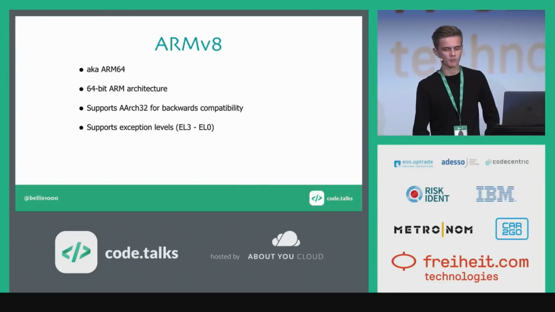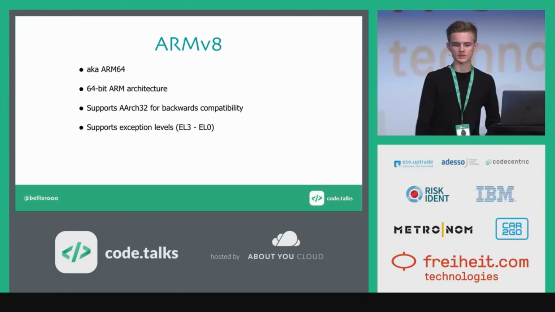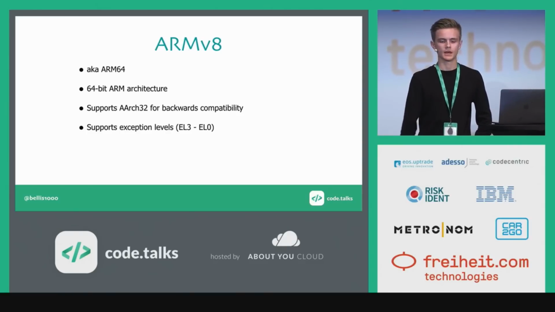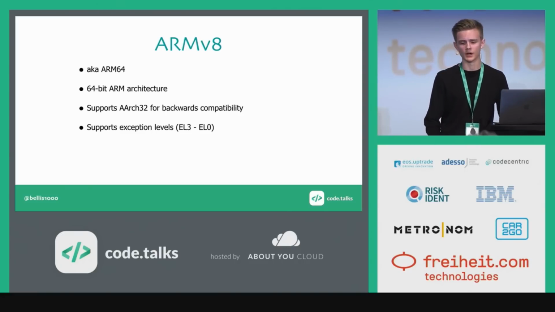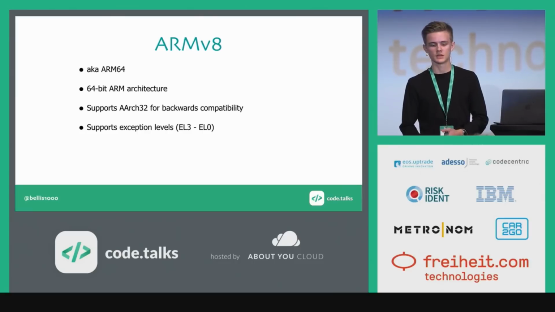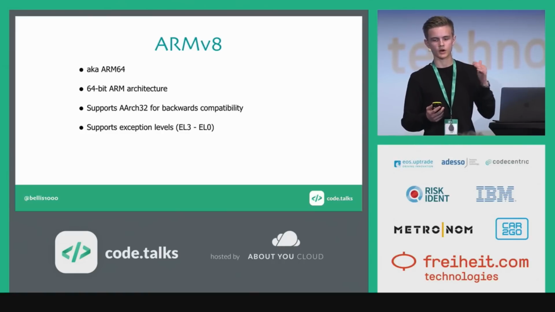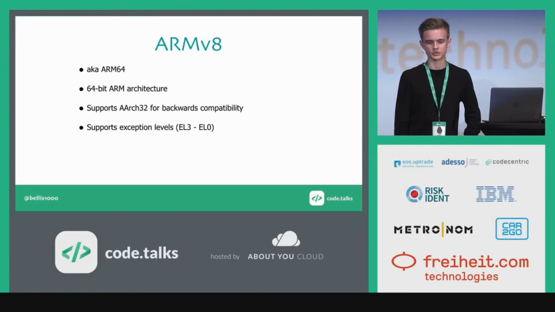On the other hand, we have ARMv8, which is the 64-bit version, also known as ARM64. It's a 64-bit version of the ARM architecture. The chips do support the 32-bit version, of course, so you have backwards compatibility. And there are some additional features in these processors, such as exception level support, so you can physically separate code executing to add additional security features.